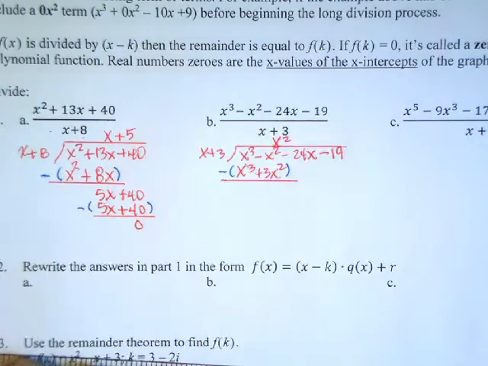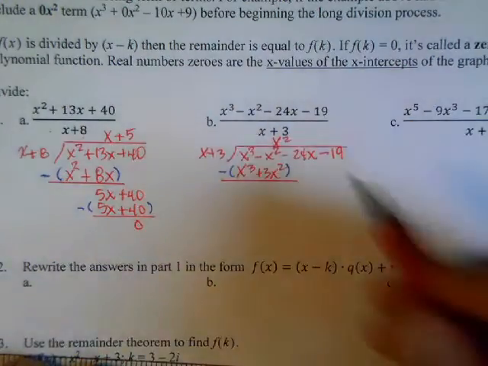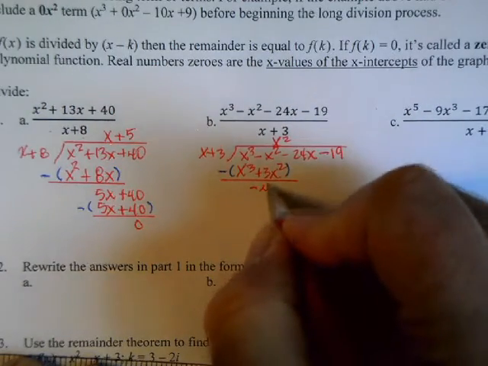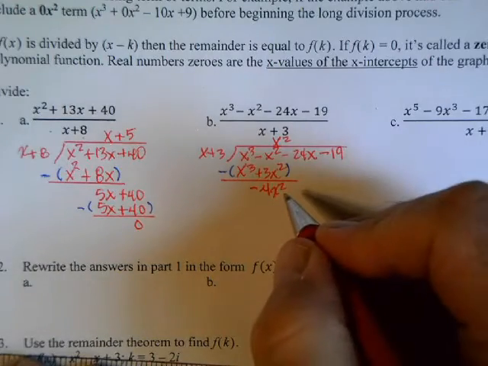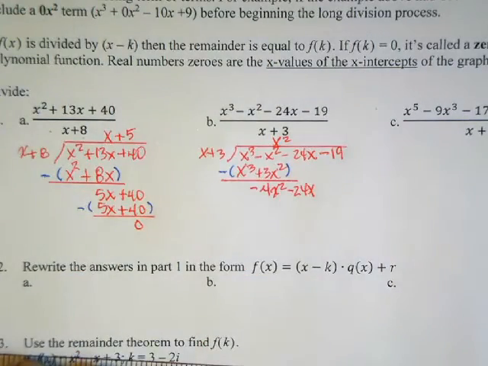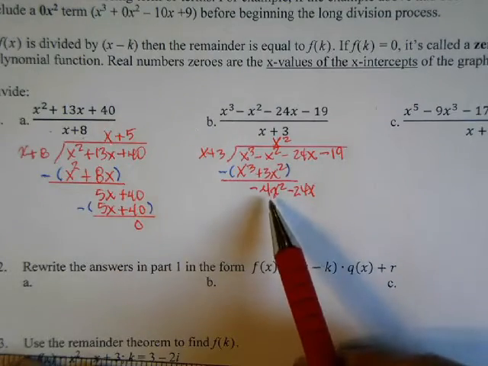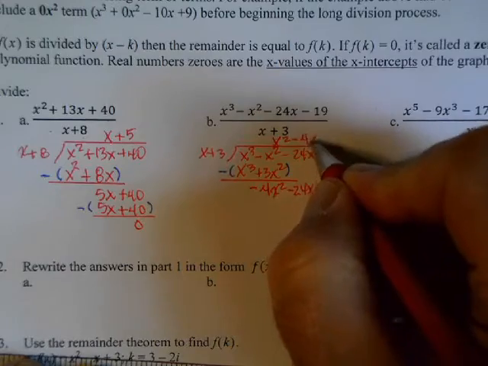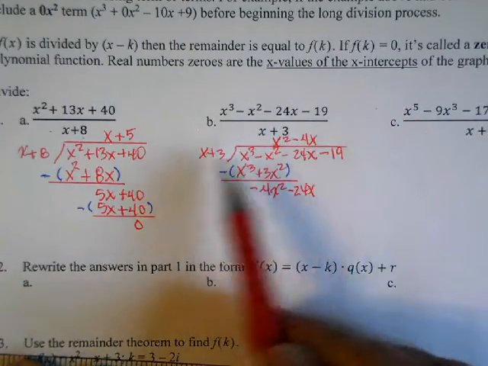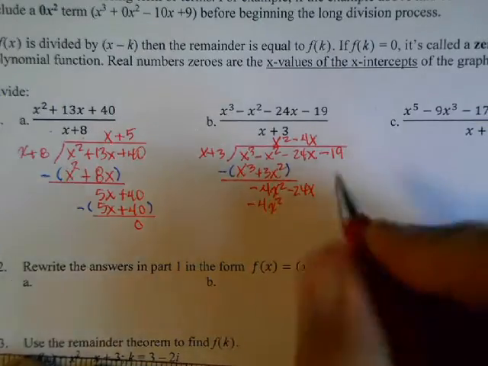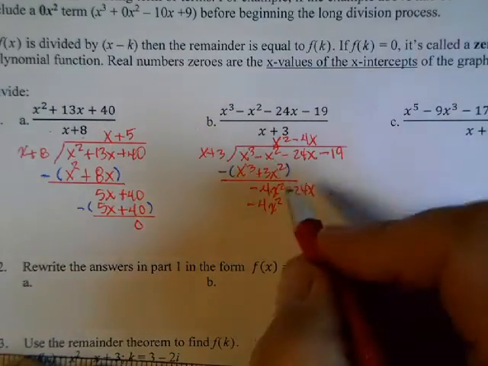X squared times 3 gives me 3x squared. So I'm going to subtract that line now. The x cubeds are gone. I have x squared subtract 3 more x squared, so that's negative 4x squared. Bring down the 24x. And so now I want to match the x squared, and so I need a negative 4x. Because negative 4x times x will give me negative 4x squared. And then negative 4 times the 3 will give me negative 12.